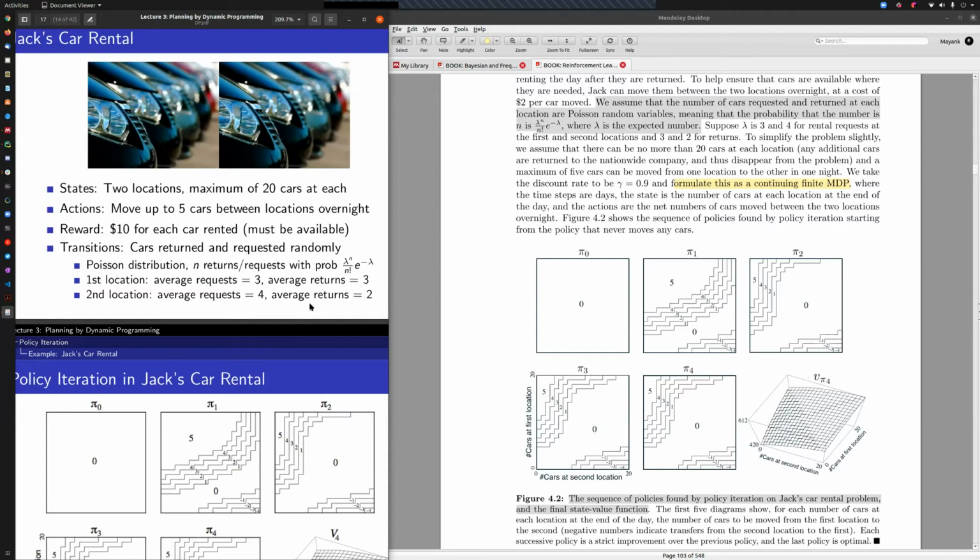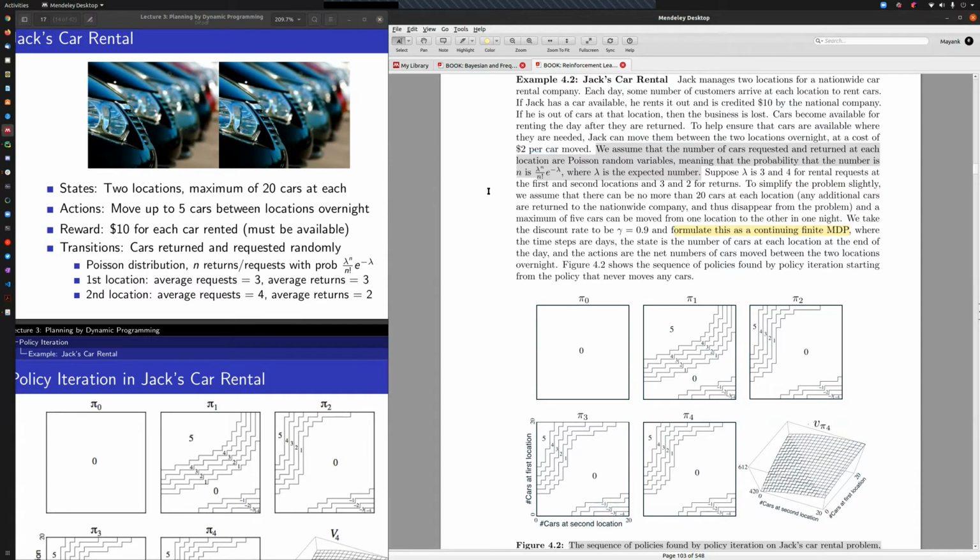But it is not out of business in that sense. So yeah, that is one case that they have to consider from a real-world scenario, but the assumptions are kind of totally limited or narrow here. As they say, Jack can move them between two locations overnight, and this is the $2 per car moved. So that's the constraint that they have put in.